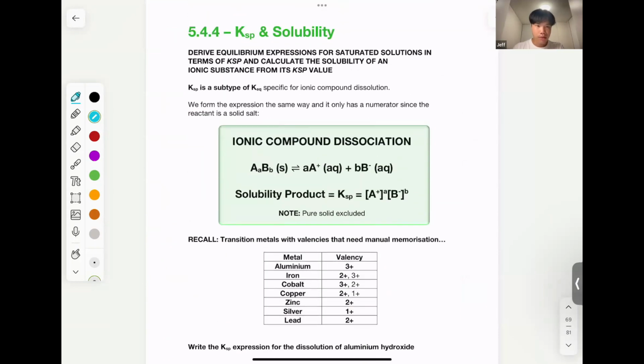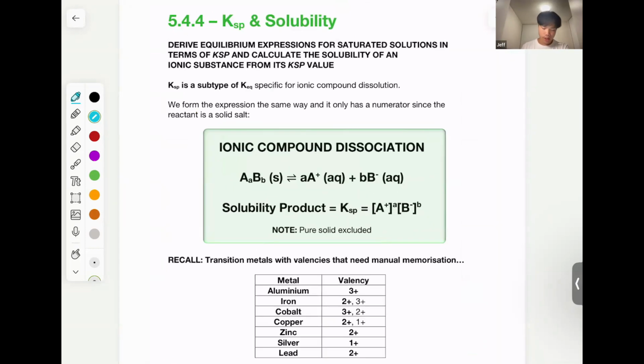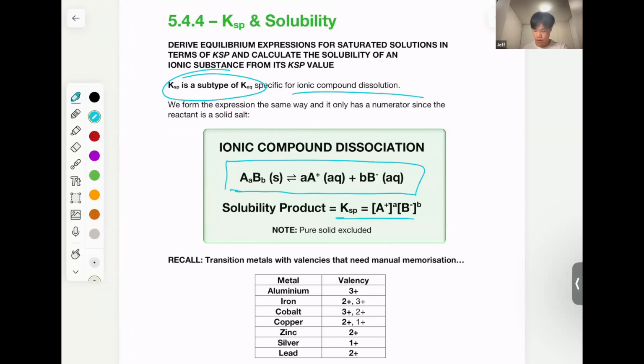Okay. Final thing we'll talk on today is KSP, QSP, and common ion effect at the very end. So KSP, as we know now, is a subtype of KEQ, and it's only specific for ionic compound dissociation or dissolution. KSP is derived from a solid dissociating to two or more ions, and the KSP expression does not have a denominator because the reactant is solid.